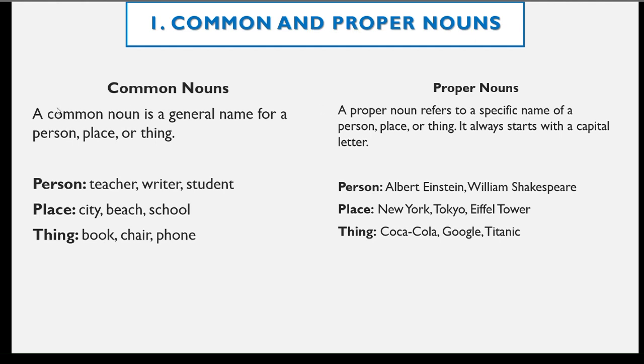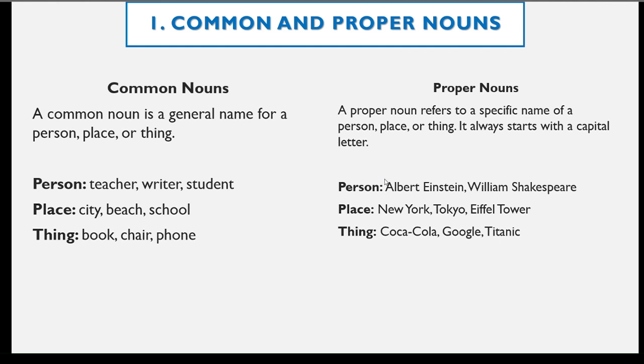A common noun is a general name for a person, place, or thing. Here we have teacher, writer, and student for a person, city, beach, school for a place, book, chair, and phone for a thing. A proper noun refers to a specific name of a person, place, or thing. It always starts with a capital letter.